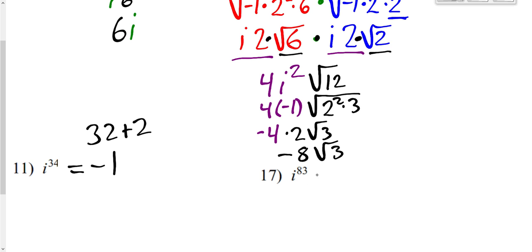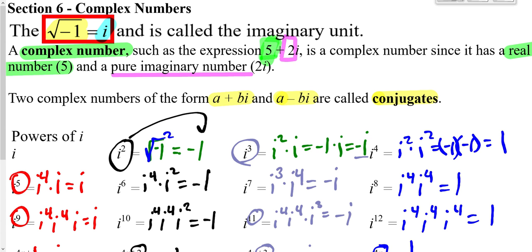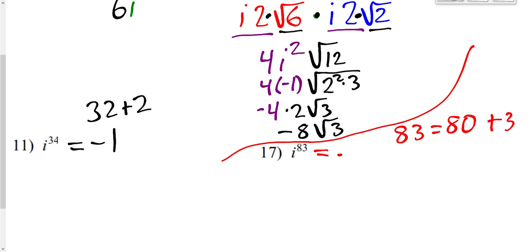When I'm looking over here, 83 is really an 80, which is a multiple of 4, plus 3 more. So I'm 3 more than a multiple of 4. On my last slide, 3 more than a multiple of 4 is always negative i. So I just get negative i. So you can use that pattern from the last slide to simplify any i's to different powers.